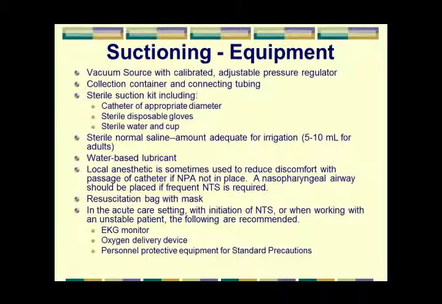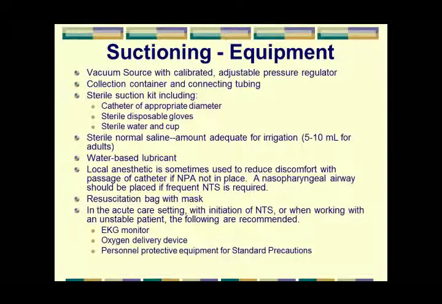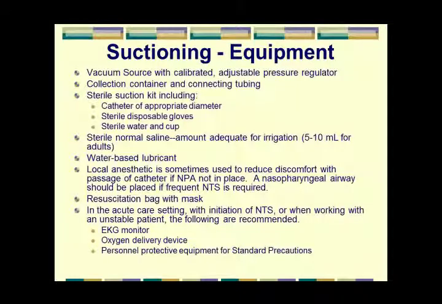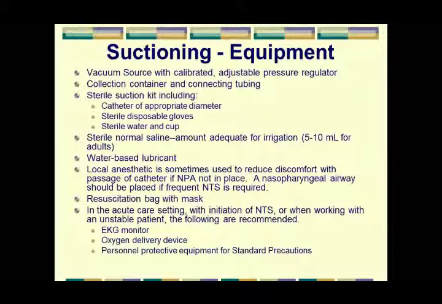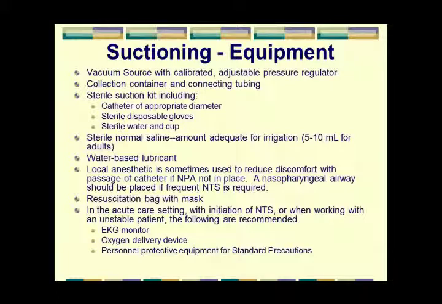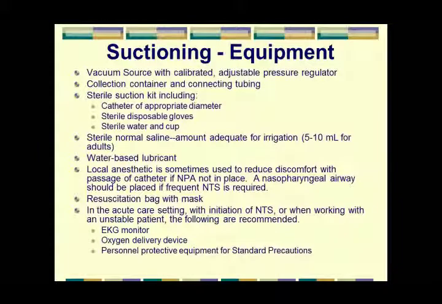You're going to need a little bit of sterile normal saline, possibly to irrigate the endotracheal tube. A water-based lubricant can be used. We talked about a local anesthetic being a possibility, but if you're suctioning through the nasotracheal tube, the NPA, you may not need to have that anesthetic there.